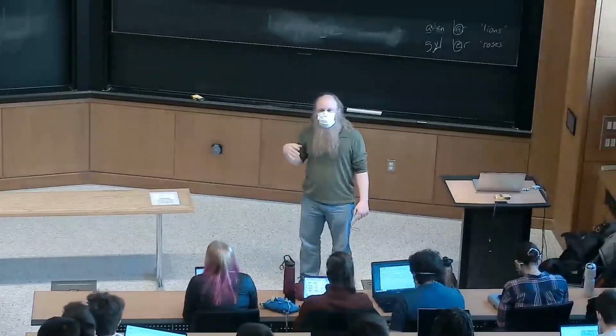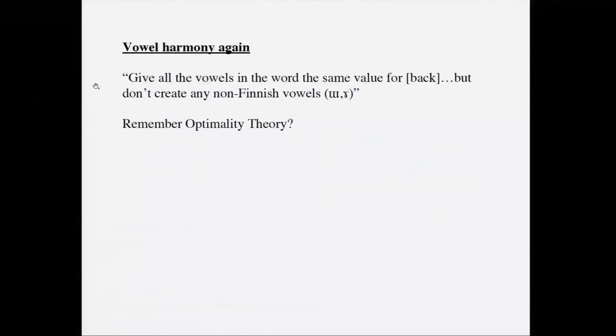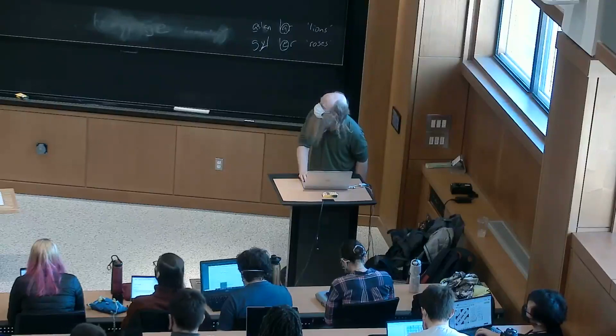So it's like the rules are, first of all, remember optimality theory. It's as though the generalization goes, give all the vowels in the word the same value for back, but don't create non-Finnish vowels. Don't create back vowels that are not round and not low. There's that symbol you were wondering about.